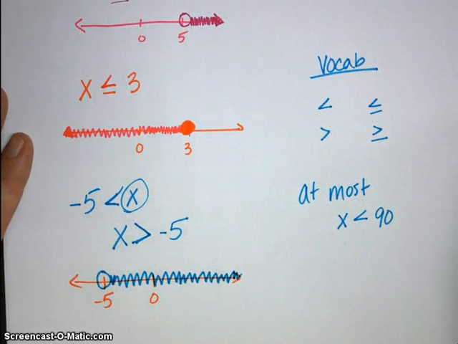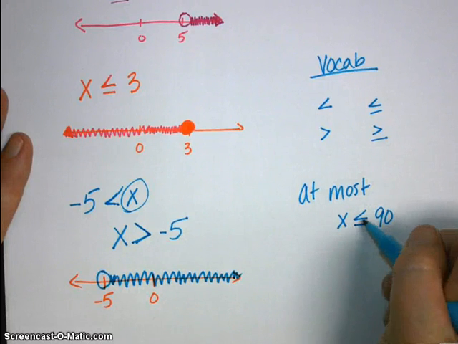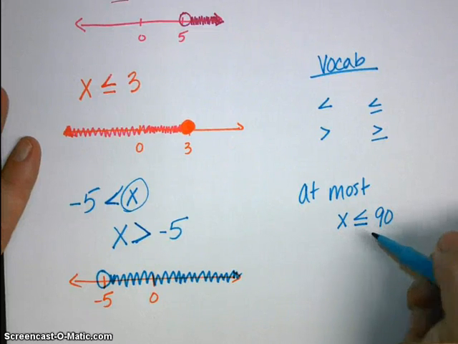And if I say at most, can I get a 90? Yes, because the highest is 90, so it's going to be less than or equal to 90.